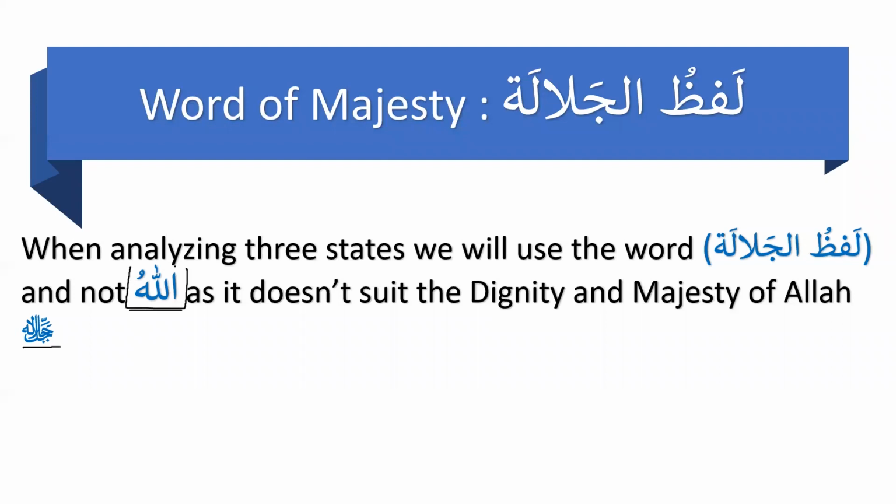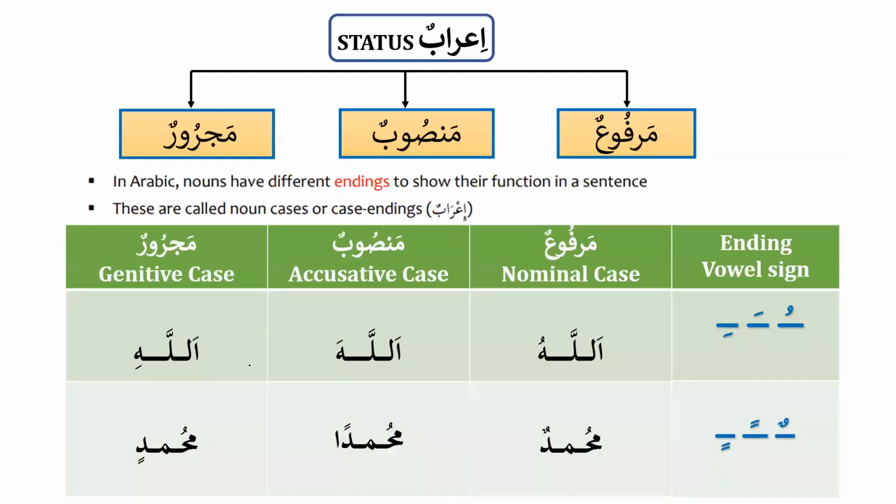So that's a very important point that we need to remember, that whenever we are going to analyze and we have the word Allah, we will use the word lafdhul jalala and we will not use the word Allah, as it is not right to say that Allah is mansoob or majroor or marfu. In fact, Allah subhanahu wa ta'ala is always marfu, as he himself said that he established himself on the seventh sky. Istawa ala al-arsh, as we know. So that's why it is always marfu. However, grammatically, this word can be marfu, mansoob, or majroor.